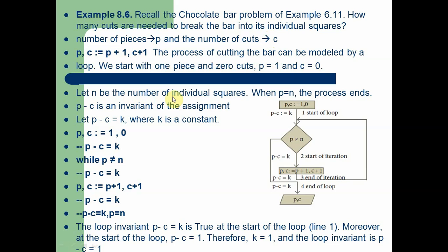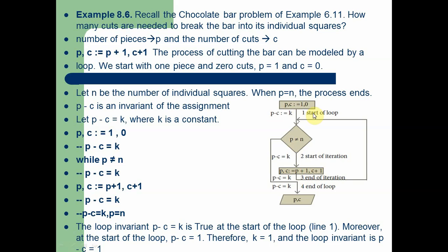Let n be the number of individual squares which we require. So we execute this process, p plus 1, c plus 1, that is the cutting process, till we reach the number n. The value of pieces is equal to n. That is how many pieces we require, mentioned in the variable n. Consider the process ends when the value of p is equal to n. At the beginning of the loop, the values of p and c are 1 and 0, and whenever the loop runs, the value of p is incremented by 1 and the value of c is incremented by 1.